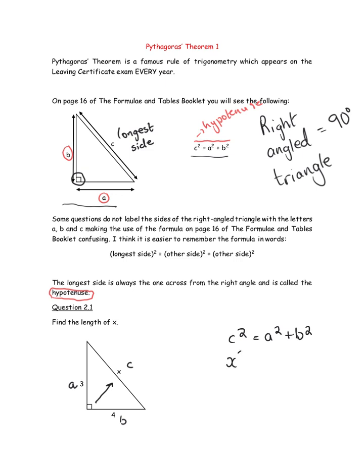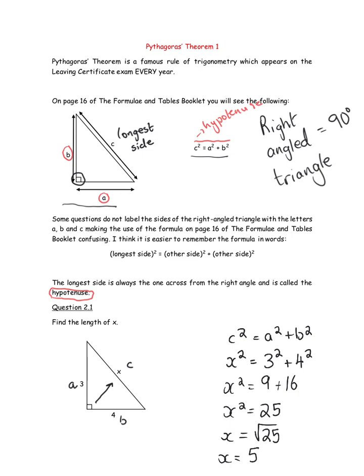So then this becomes x squared, and that's equal to a squared, which is 3 squared, plus b squared, which is 4 squared. So we have 3 squared, which is going to give us 9, and 4 squared, which is going to give us 16. When we add them together, we get 25. Now we have x squared is equal to 25. We need to figure out what x is equal to, so we need to get the square root of both sides. The square root of 25 is 5. So the length of x is 5 units.